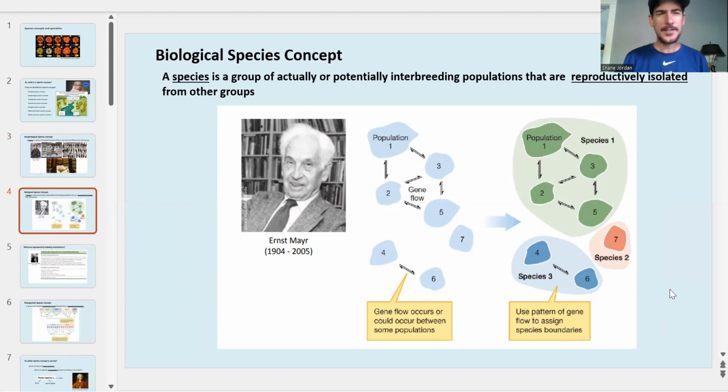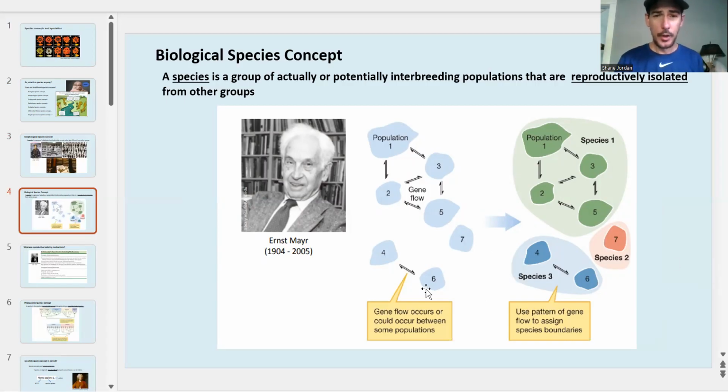Because as it turns out, sometimes things that look really, really similar don't necessarily exchange genes with one another. And this leads to the so-called biological species concept, which more specifically gets at whether or not individuals within different populations are breeding with each other. And so basically, by this definition, we say a species is a group of actually or potentially interbreeding populations that are reproductively isolated from other groups. And when we're saying reproductively isolated, that's a fancy term for individuals from two different populations are not exchanging genes.